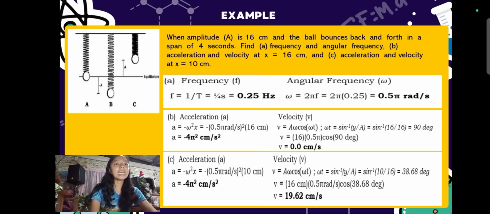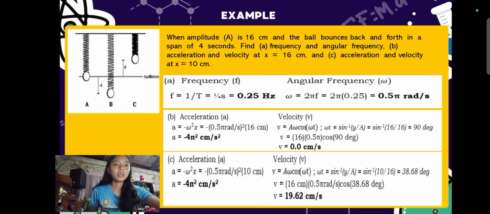So where does the 90 degrees come from? You have to solve for omega t. The formula for it is sine inverse of y over A. Our value for y is 16 and our value for A is also 16. So that equals 90 degrees. So we have here 16 times 0.5 pi cos 90 degrees, and it resulted in 0 centimeters per second.